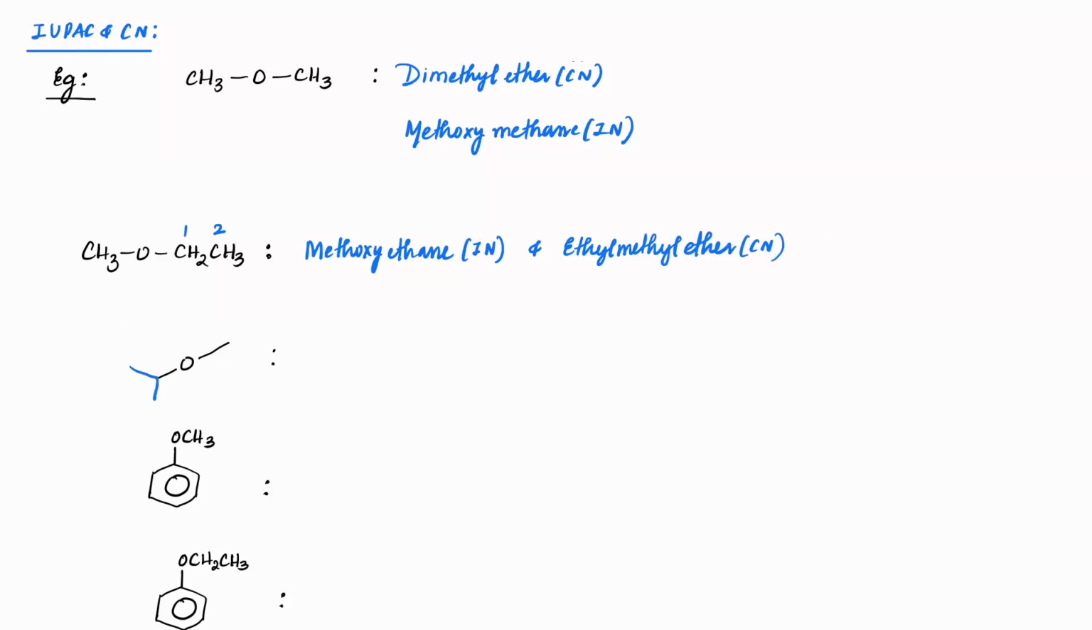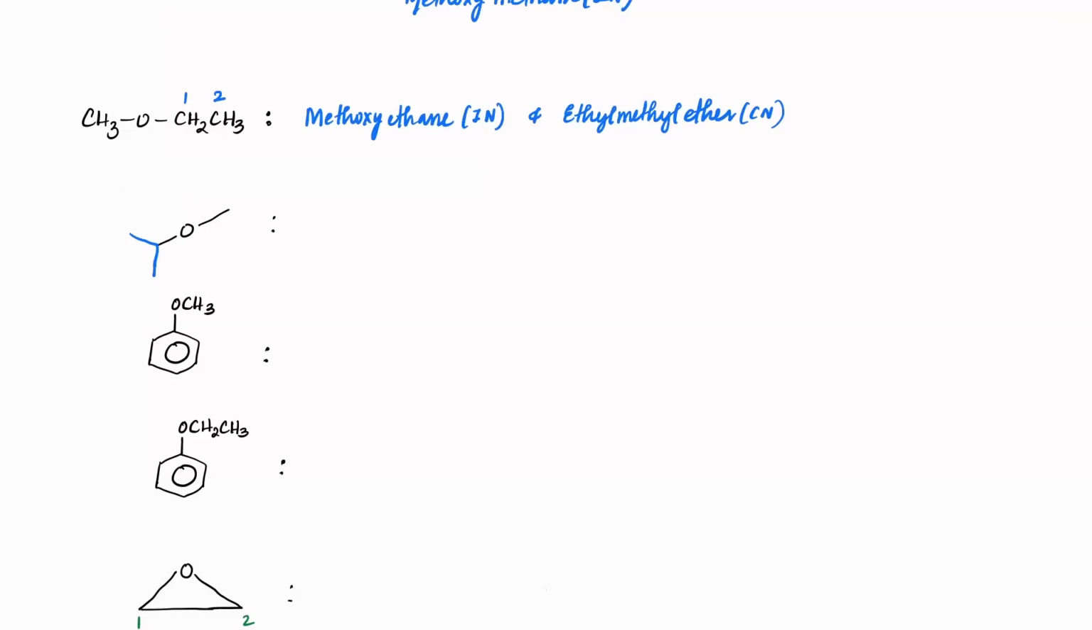What if you have it like this? Then the numbering will go like this: 1, 2, 3. So that will become 2-methoxypropane, which is the IUPAC name, and isopropyl methyl ether would be the common name.